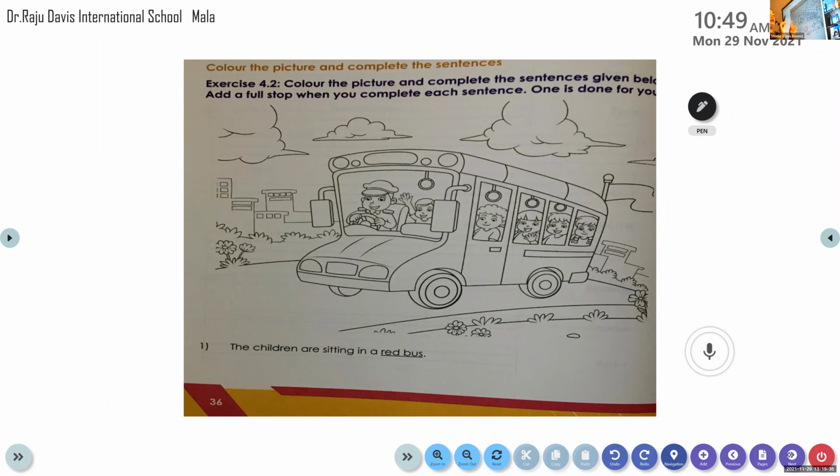That means each one of you must use red color for coloring the bus. Did everybody understand that? Do not use any other color for the bus because it is clearly mentioned here that the bus is red in color. Hope everybody has understood it. Yes. Okay, good. Thank you, Nazaha.